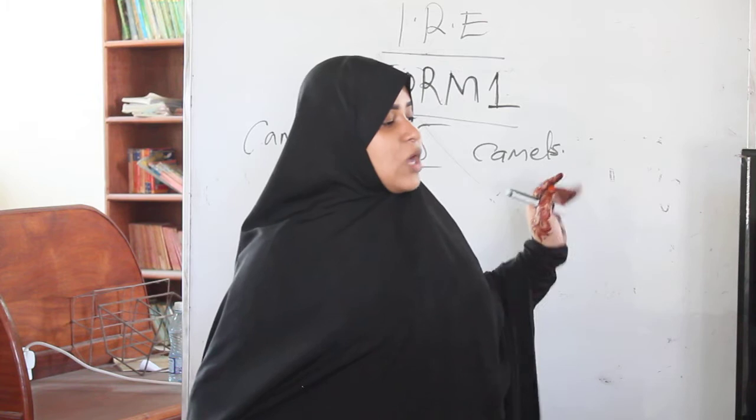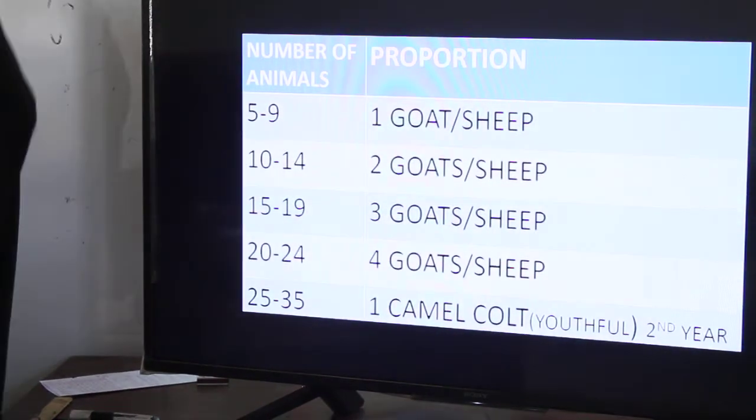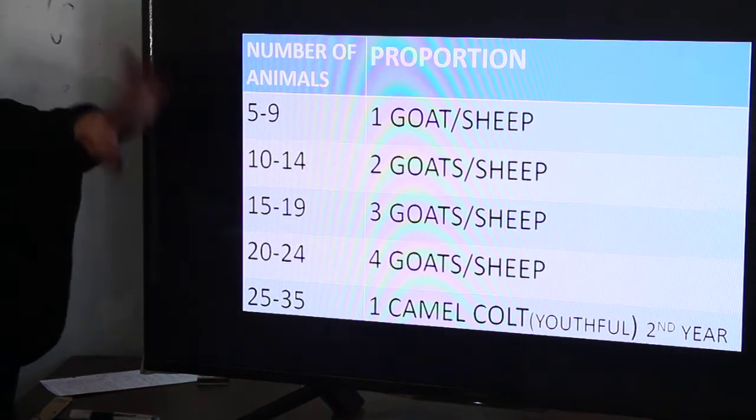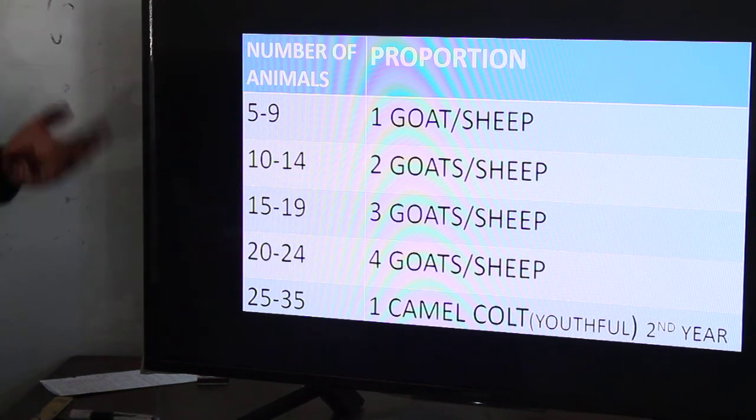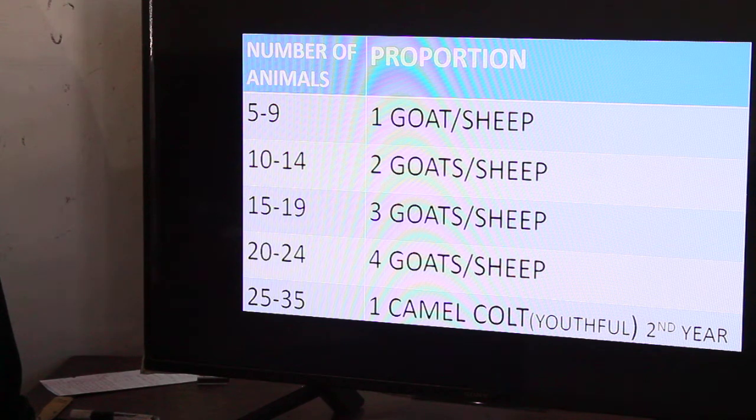So let's look now at the proportion for the camels. Nisab is 5. So from 5 and above, 5 to 9 is 1 goat or sheep. From 10 to 14 is 2 goats or sheep. From 15 to 19 is 3 goats or sheep. From 20 to 24 is 4 goats or sheep. And from 25 to 35 is 1 camel colt. This is a youthful camel that is in the 2nd year.